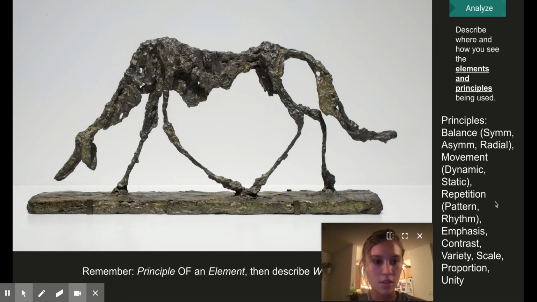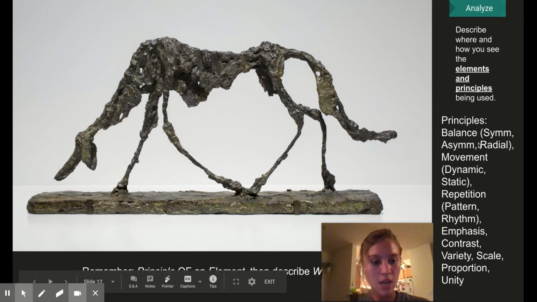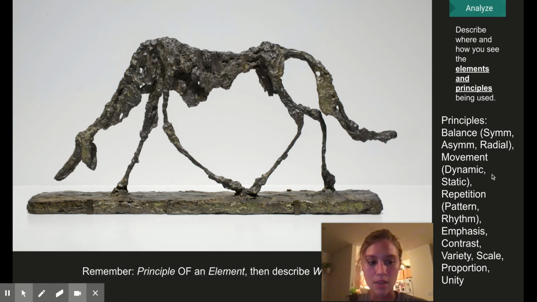Now, the next one is going to be analyze. This is where we're making EMP statements. So I would first find the principles over here, and then I could say, okay, movement. Maybe I could say this dog has a dynamic movement. That's my principle. And then I have to use an element that is creating that. This dog has a dynamic movement in the forms, that's my element, of the legs moving in a forward direction. So you can kind of see the M for movement.